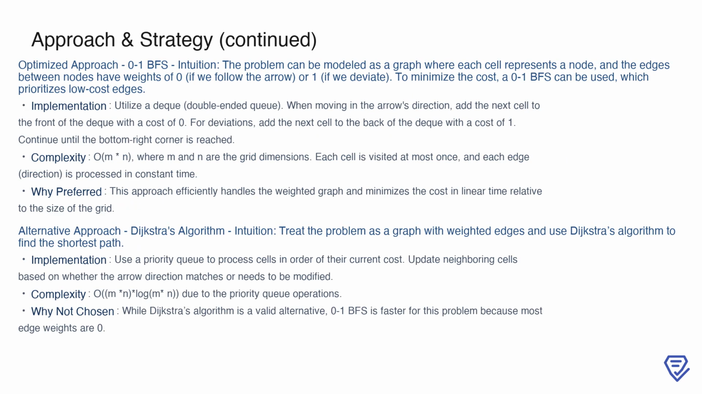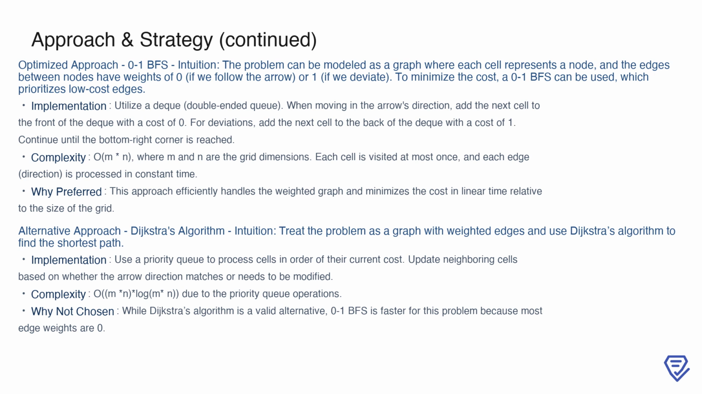A more efficient solution is the 0 to 1 BFS approach. Here, we model the grid as a graph where each cell is a node, and the edges between nodes carry weights of 0 or 1. If we move in the direction of an arrow, the edge weight is 0, while deviating from the arrow adds a cost of 1. Using 0 to 1 BFS, we can prioritize low-cost edges.